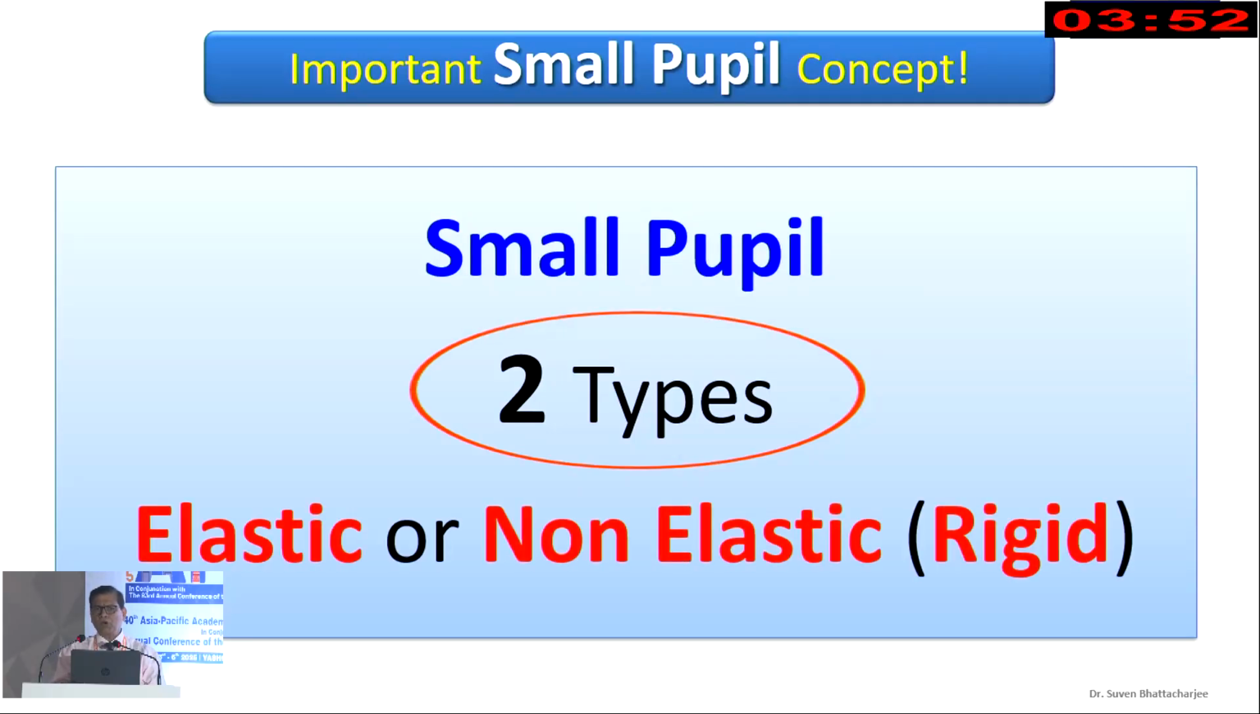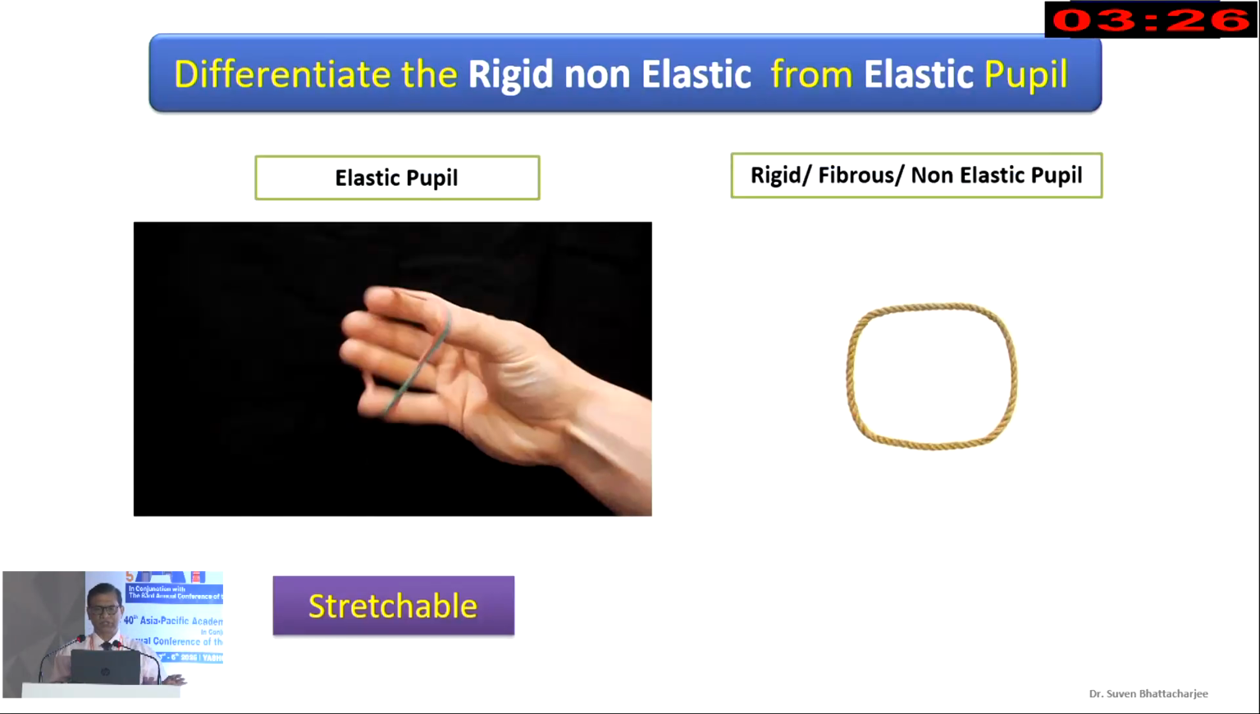So an important concept in small pupil is there are just two types. One is elastic and the other is non-elastic, or the rigid type. This is a concept which I actually faced when I was developing the device, and I think I promoted this, and we were aware of it, but probably we did not define it so well. And thereafter, I think there has been a recognition, and the terms rigid pupil and elastic pupil have become more popular. I'm happy it's now identified.